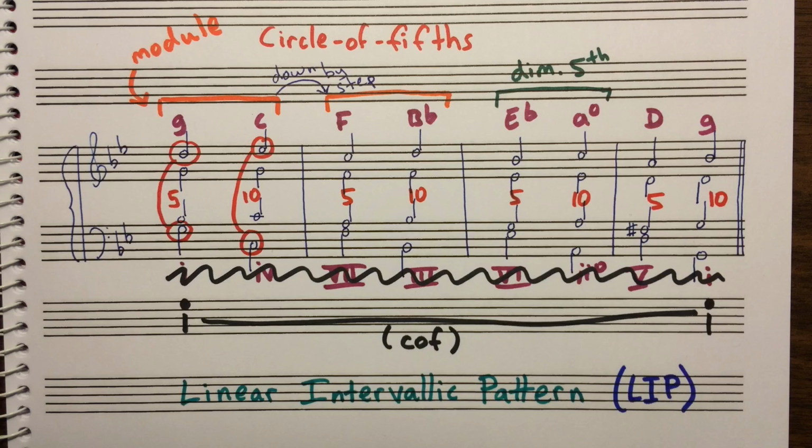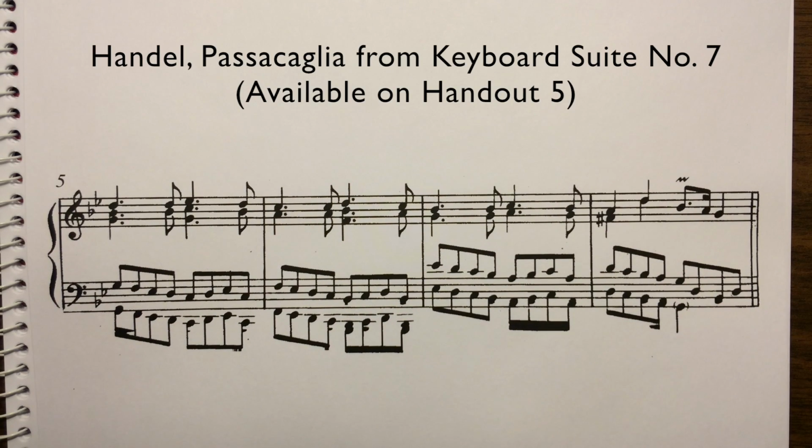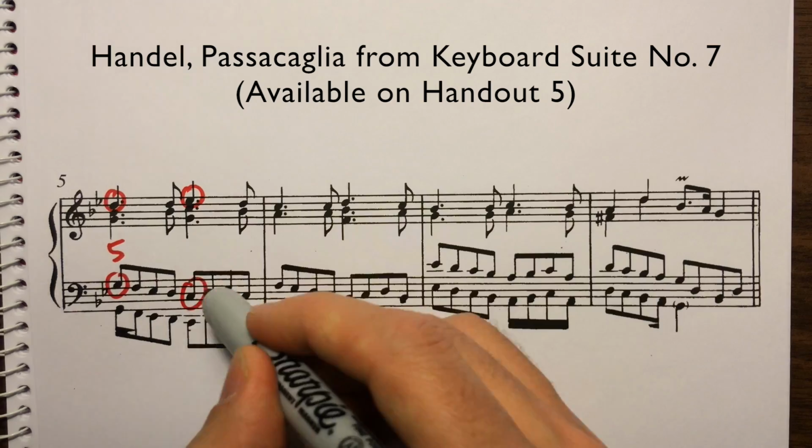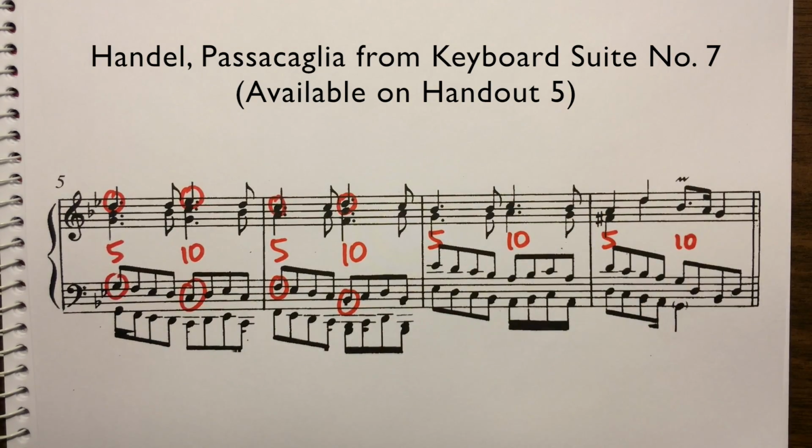This alternation is called a linear intervallic pattern, and here we say that this sequence gives us a 5-10 linear intervallic pattern. Even when we have a more complex musical texture, we can generally reduce any sequence to a simple linear intervallic pattern. For example, this passage from Handel's Passacaglia reduces to the same 5-10 linear intervallic pattern we've been looking at.